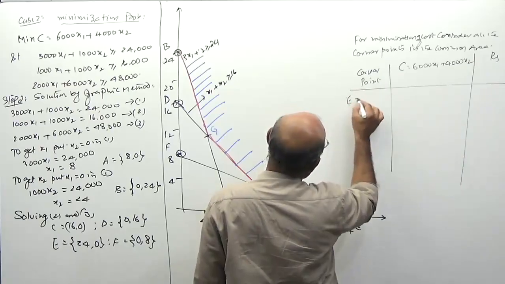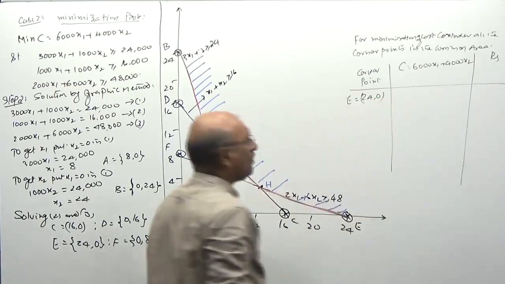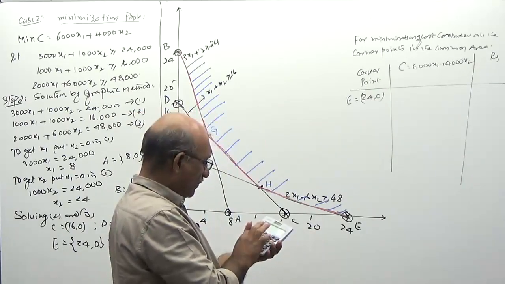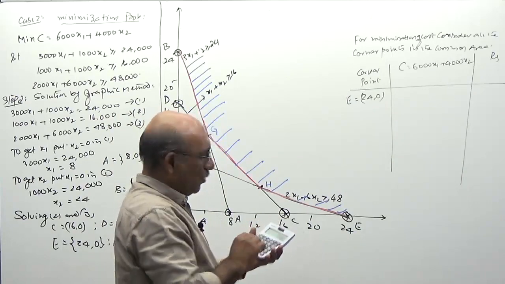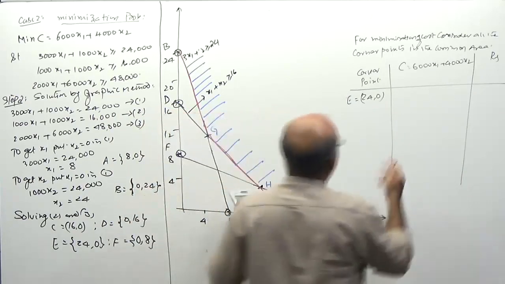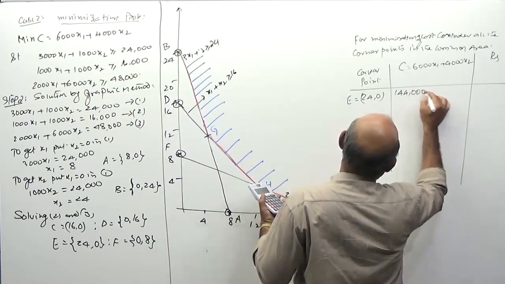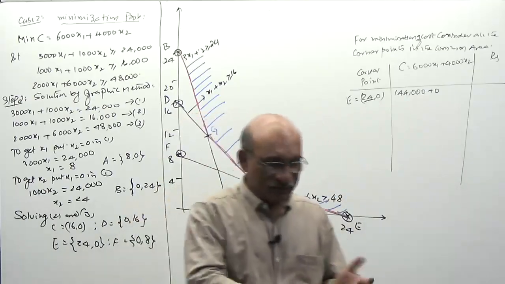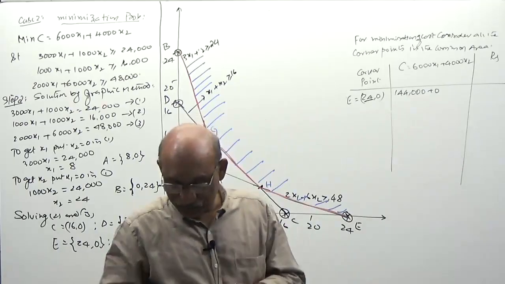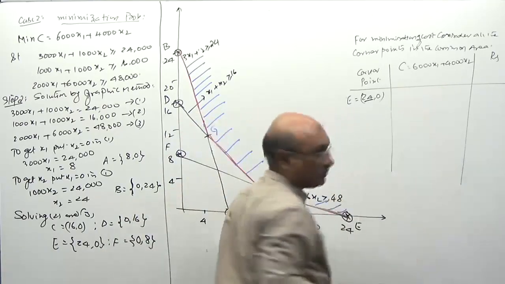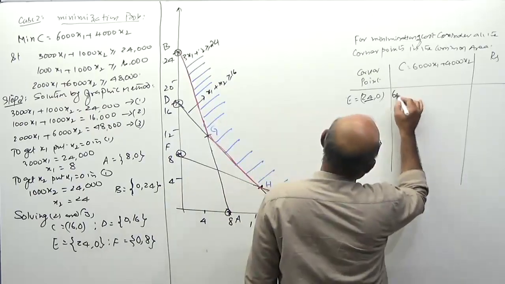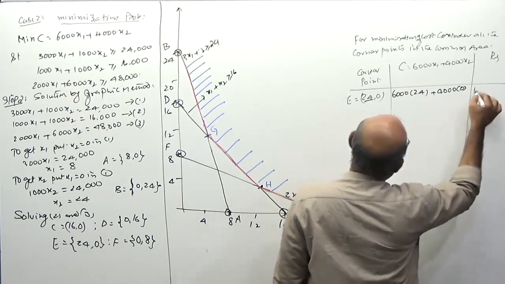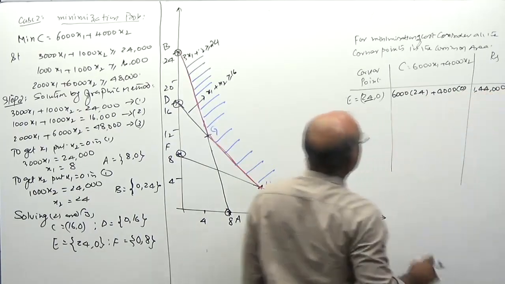First point is E, 24 comma 0. So 6000 into 24, 1,44,000, sir. 1,44,000 plus 0. I am replacing x1 with 24. It is 6000 into 24 plus 4000 into 0. Now it is 1,44,000.